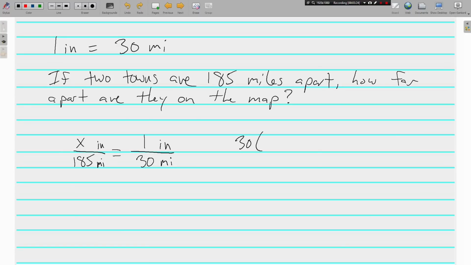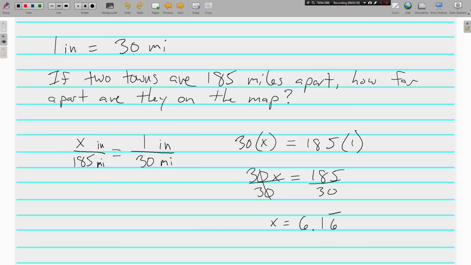30 times x is equal to 185 times 1. 30x is equal to 185. Divide both sides by 30. And let's see, 185 divided by 30 is 6.16 repeating. So, you can round that to 6.17. Or if you want to do the fraction, you could say 6 1/6.